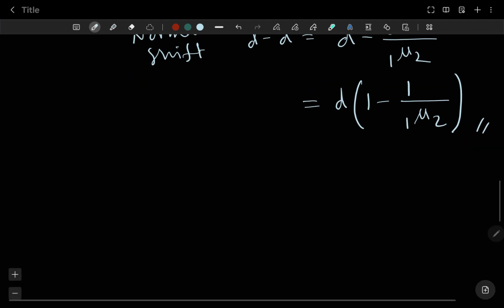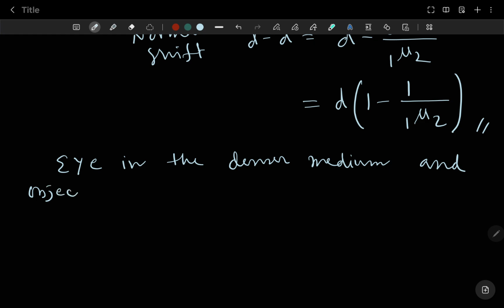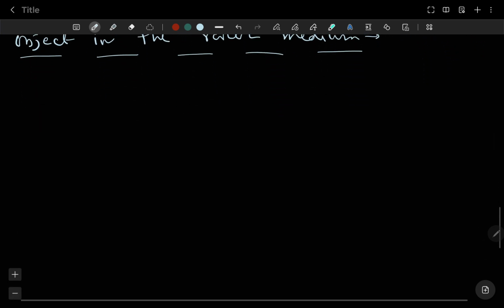Okay, so now if the eye is in the denser medium and the object is in the rarer medium, then see what happens.